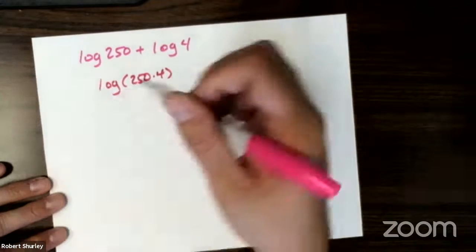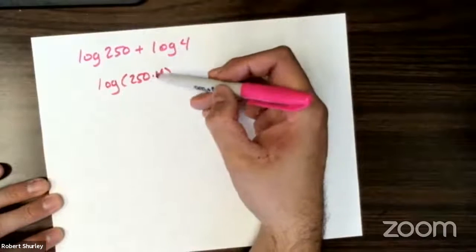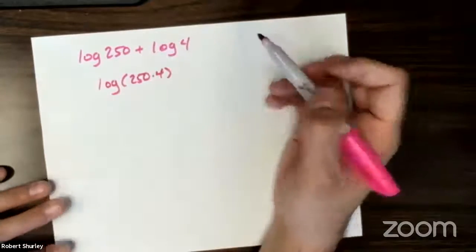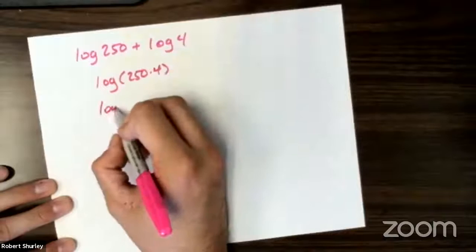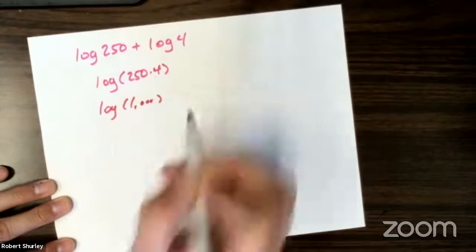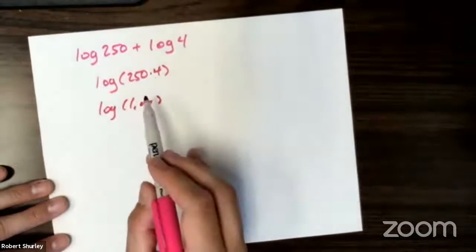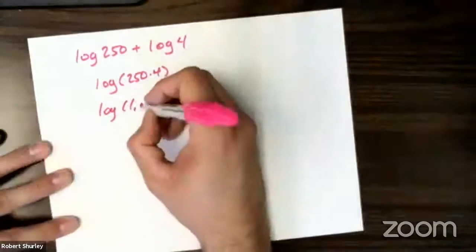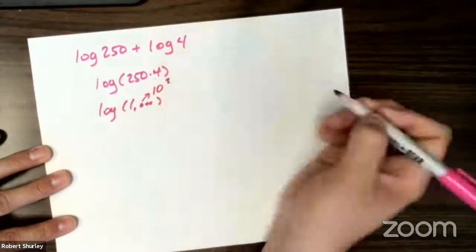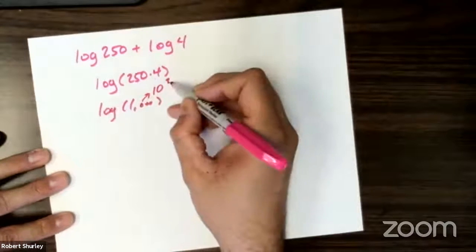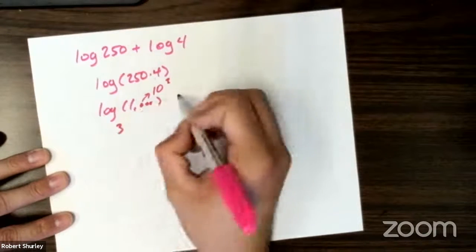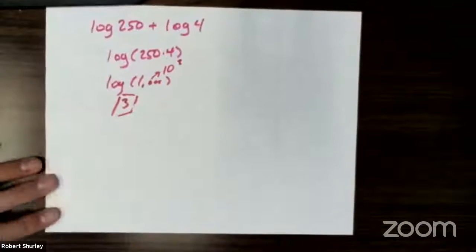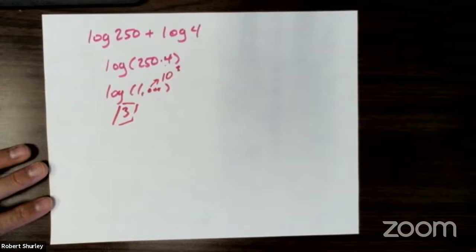So we can condense these. If we want to go backwards, you've got 250 times 4. It separates into an addition on the outside. 250 times 4 is 1,000. And we know log of 1,000, you can pop it in your calculator, but 1,000 is 10 cubed. Then log base 10 of 10 cubed, the 10s cancel, and that leaves us with 3. Okay.